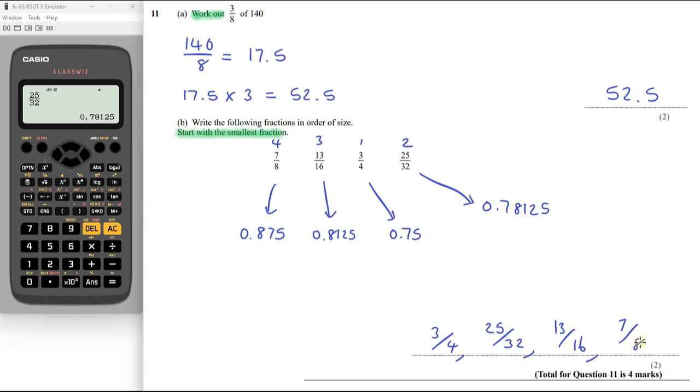And just one important thing, if you have to write these fractions in order, not the decimals, or if you did convert them into fractions, not the converted fractions. You have to put what they've given you in order.